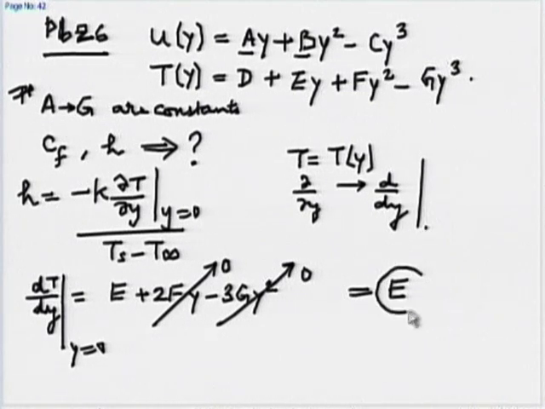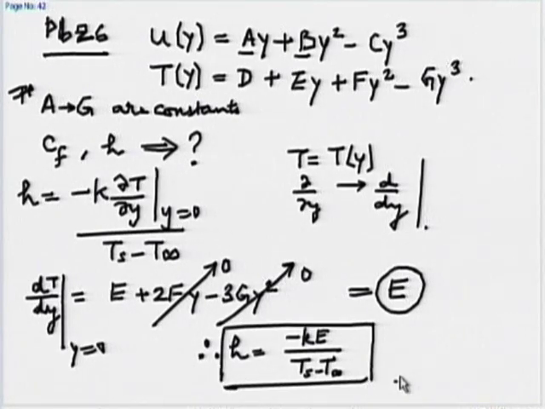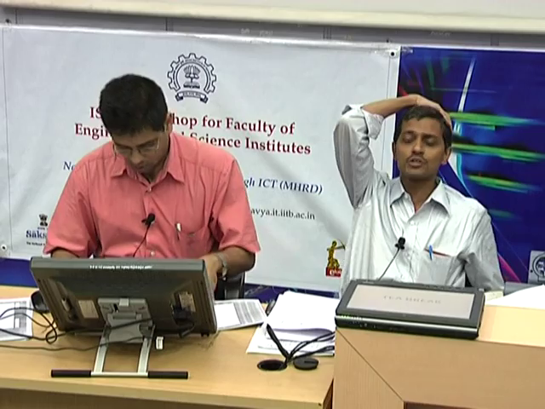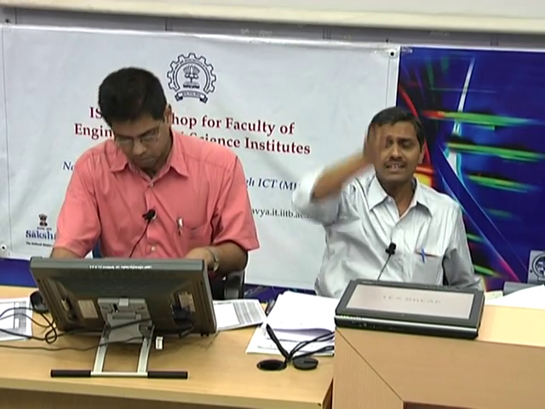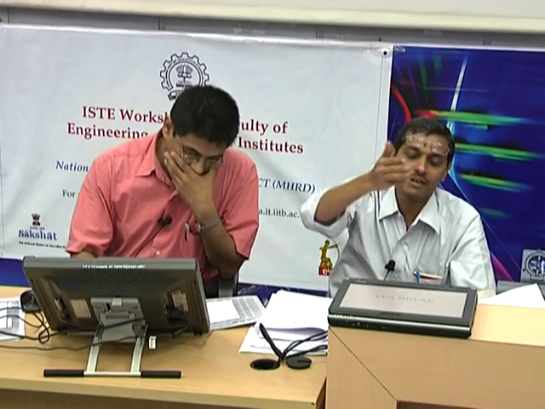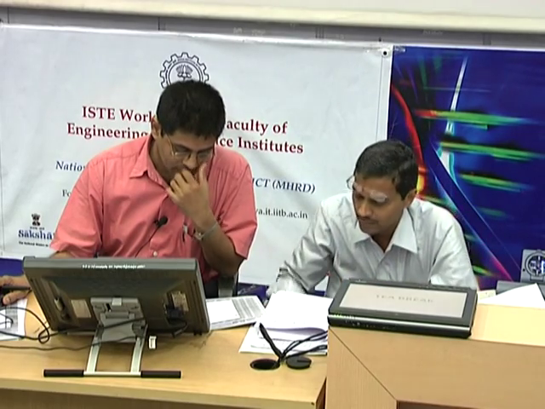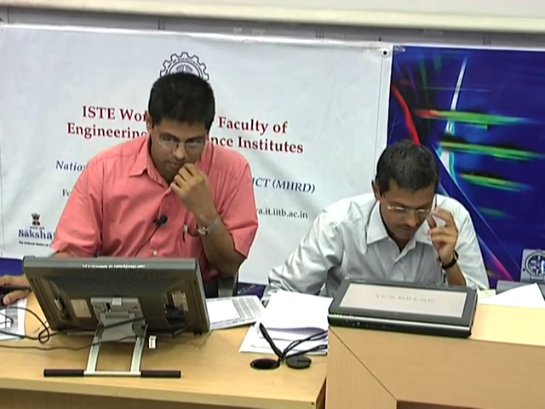So, if I substitute this in the top, I get h equal to minus k e upon T s minus T infinity. This is my heat transfer coefficient. Like this, we can cook lot of problems and give it to our students so that they understand. In fact, this velocity profile and temperature profile are not out of the world. They are taken polynomial, that's all. More or less, our velocity profiles and temperature profiles are not going to be this complicated, but if it is laminar, they are going to be parabolic. We can still give a parabolic temperature profile and velocity profile and ask them to find the heat transfer coefficient.